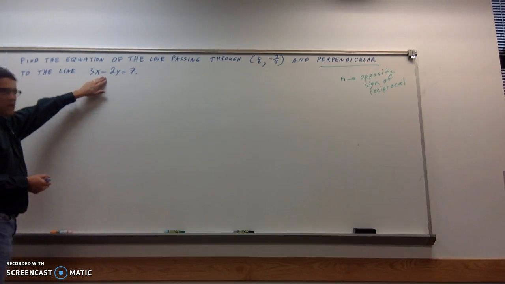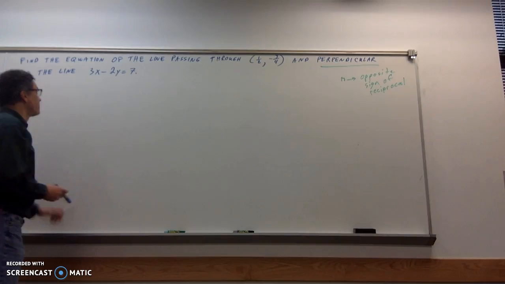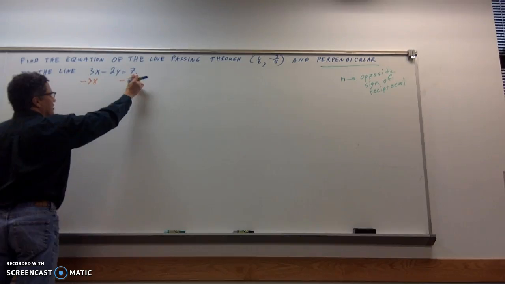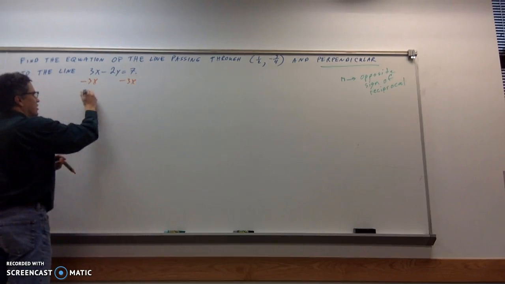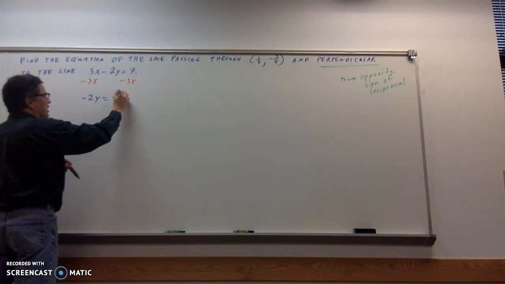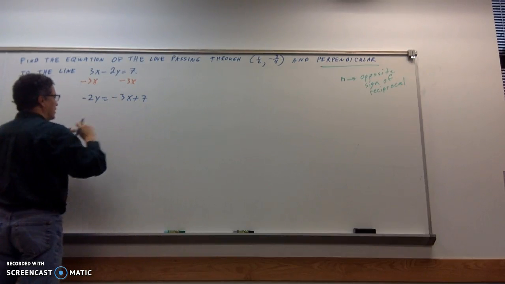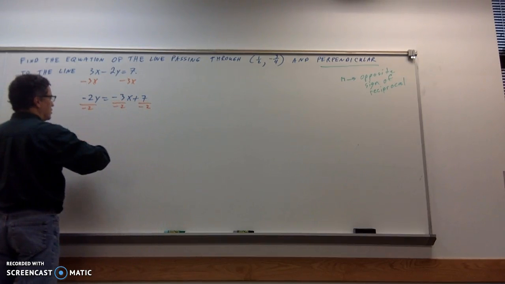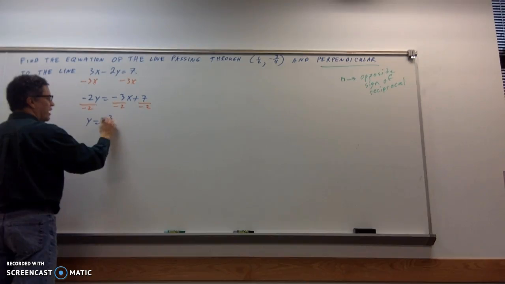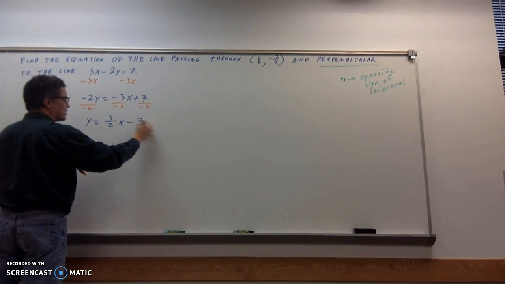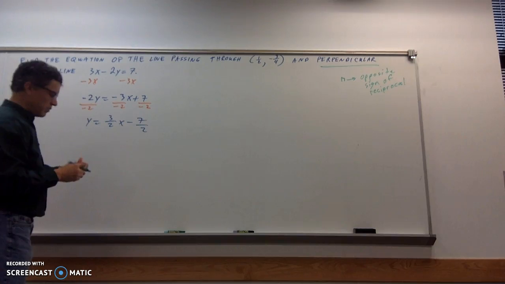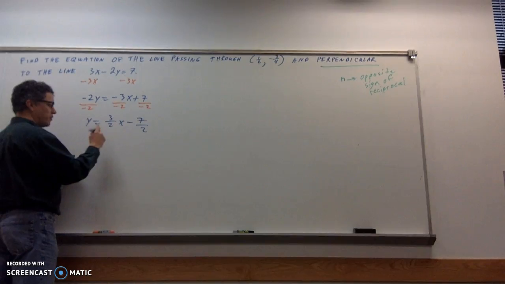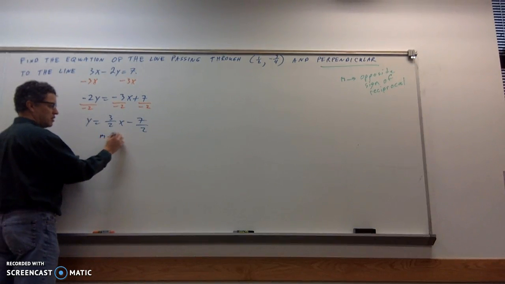Let's take this equation and solve it for y. I'll subtract 3x from both sides, so that's going to be negative 2y equals negative 3x plus 7. Now I'll divide by negative 2, so y equals a positive 3/2 x minus 7/2. So, this opposite reciprocal thing that we're talking about: the slope of this line is equal to 3/2.